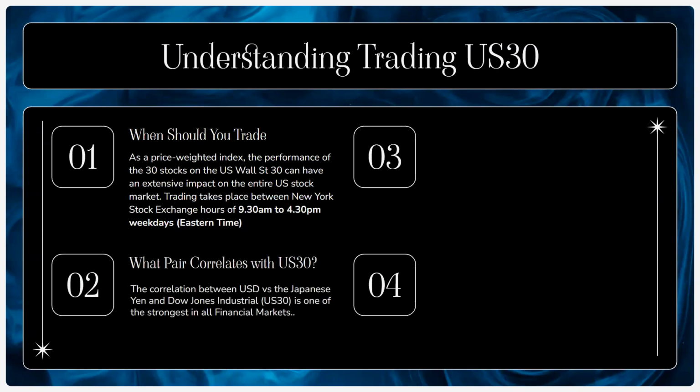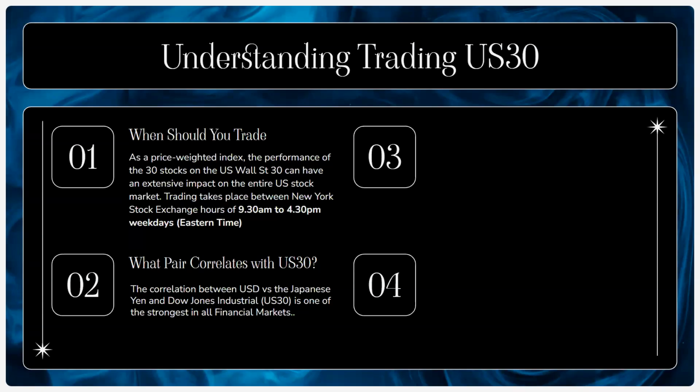Number two, what pair correlates with the US 30? Anytime you're trading, you always want to know what correlates to it, because that might move faster than the other one, or it might move slower. So you want to trade those together to get the best occurrence of when things are going to change.